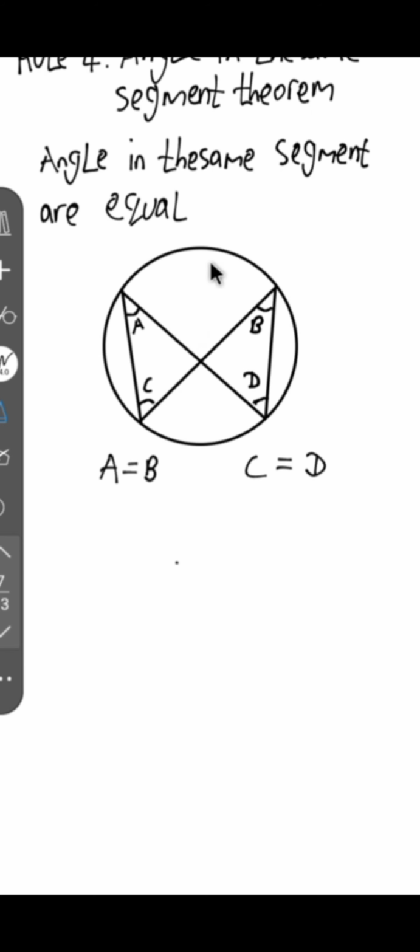Now, the angle in the same segment theorem. Angles in the same segment are equal. For example, A and B: A is equal to B. If A is 20, B is also going to be 20. If C is 30, D is also going to be 30. Now, let's look at the next law.